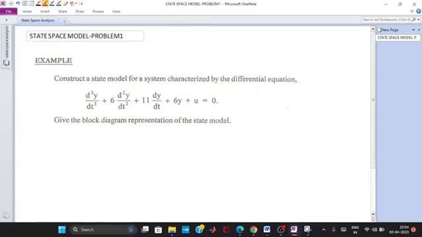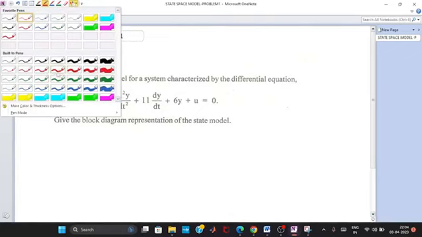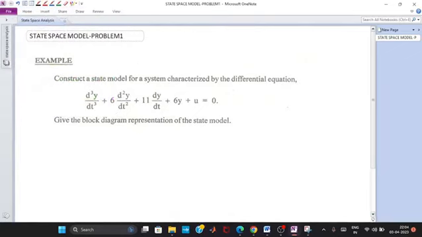Students, today we are going to see the problems in unit number 5. The first problem is you have to construct a state model for a system characterized by the differential equation, and you also give the block diagram representation, right?